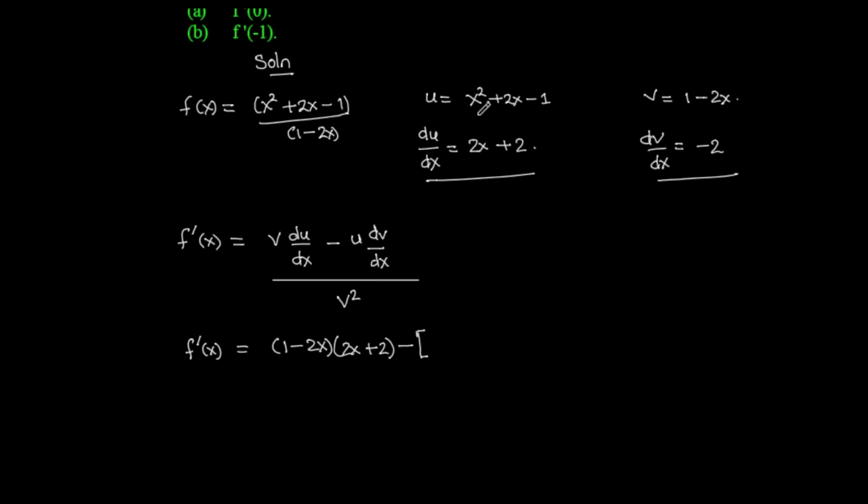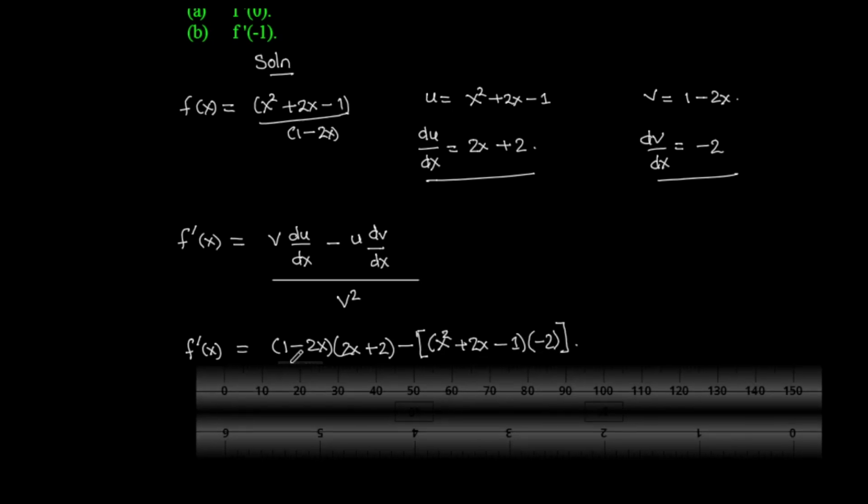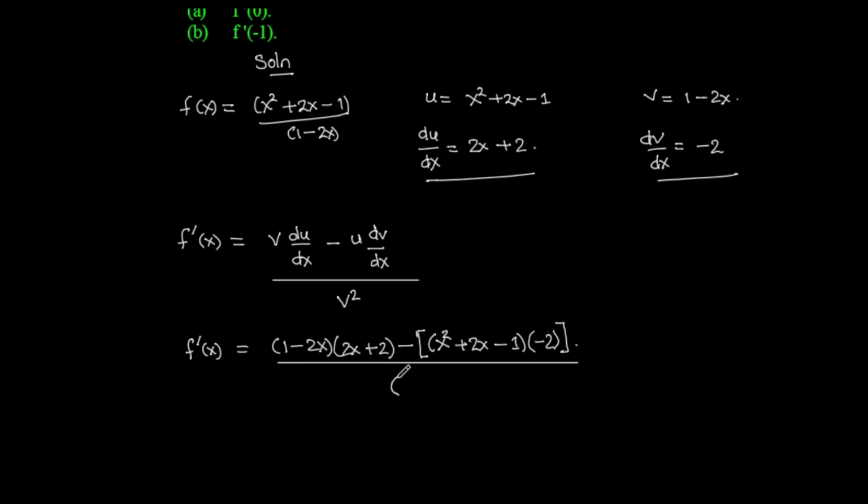u, and u is this quantity, and that is x squared plus 2x minus negative 1. We are multiplying it by dv by dx, and dv by dx is negative 2. So we copy a negative 2 and close our square bracket, dividing the whole of that numerator by our v squared, and our v we know is 1 minus 2x, and we have to square.